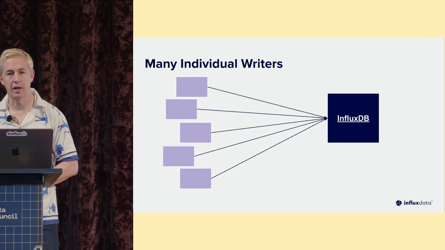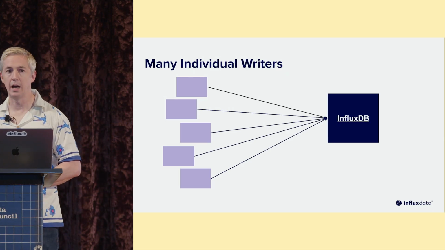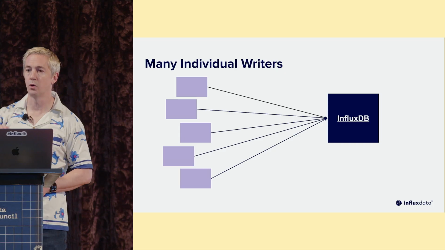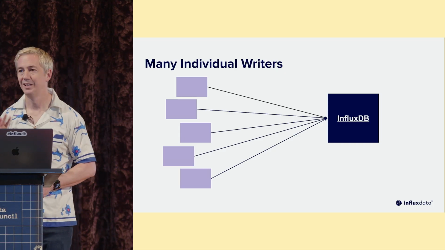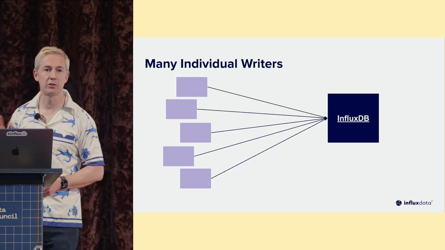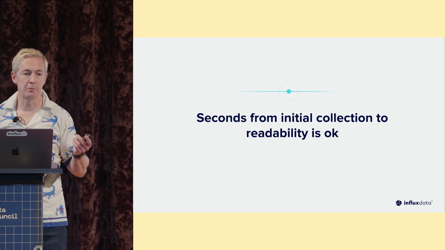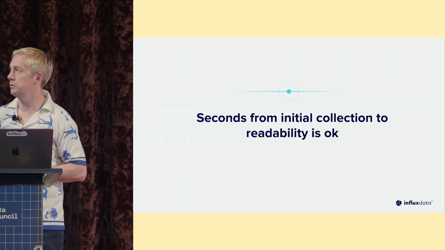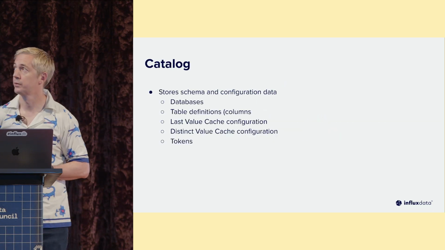The downside there is there's a potential for data loss if the object store goes down or the server crashes before it flushes that WAL file out to object store, right? So again, it kind of depends on the use case. Some people can do different things. But ultimately, seconds from initial collection to readability we found is okay for these things.